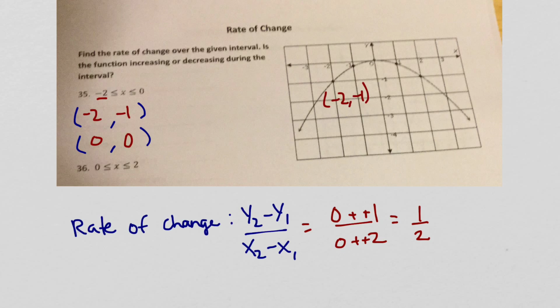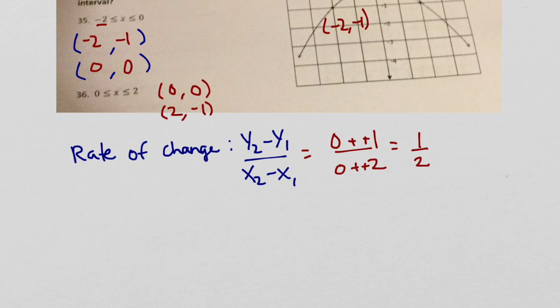I can do the same thing for the second set. 0, 0 is my first point. And then I need to see where the graph is when x is 2. Come down, it is negative 1. So now I'm going to go ahead and fill that out. So I could do the same thing here. So the rate of change over the second interval will be negative 1 minus 0 over 2 minus 0. So negative 1 over 2 equals negative 1/2.